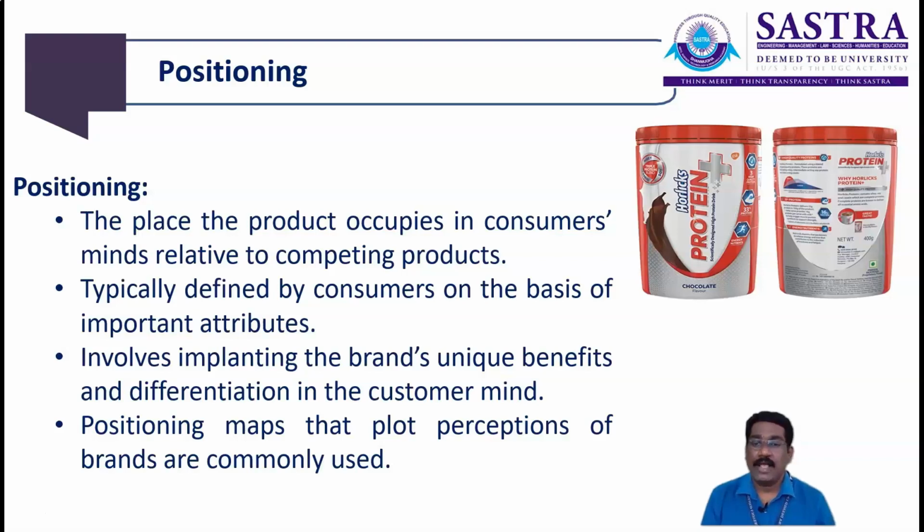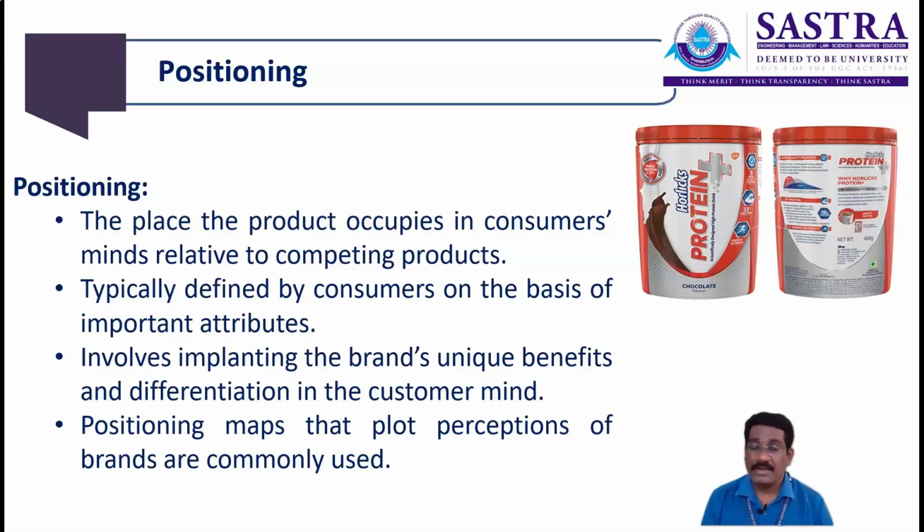And the last element of STP is positioning. So let's talk about what is positioning. See, positioning is nothing but the marketer, with some kind of value proposition, trying to occupy a position in the minds of the consumer. It is the place the product occupies in consumers' minds relative to competing products, typically defined by consumers on the basis of important attributes, involving implanting the brand's unique benefit and differentiation in the customer's mind.